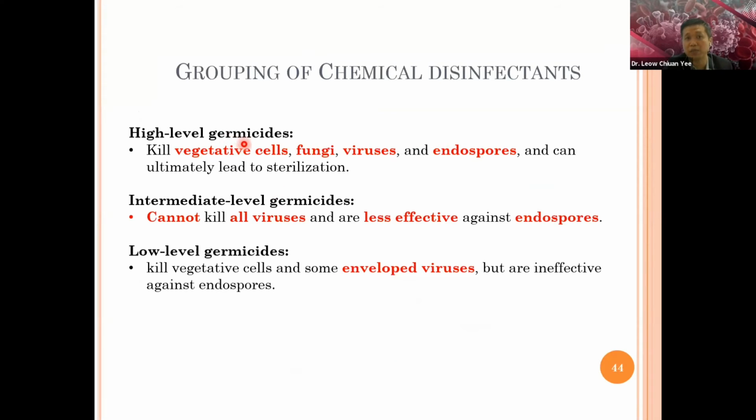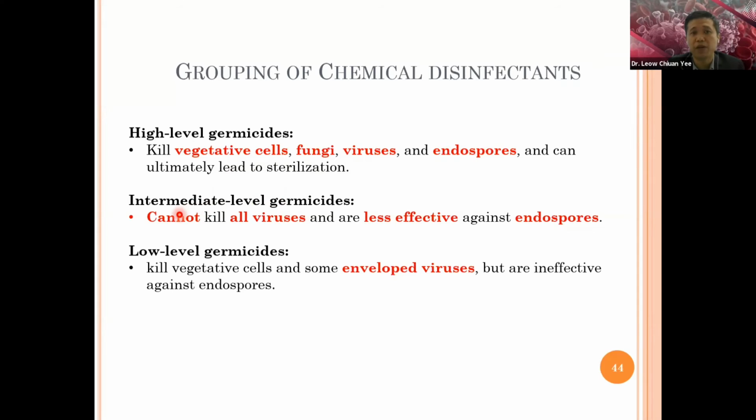Germicide means something that kills germs. The first is the high-level germicides, which means some groups of sanitizers or chemicals can be used to kill most living organisms, including vegetative cells, vegetative bacteria, fungi and viruses, and most importantly, endospores. So when we talk about high-level germicides, the idea is like sterilization. It kills everything.